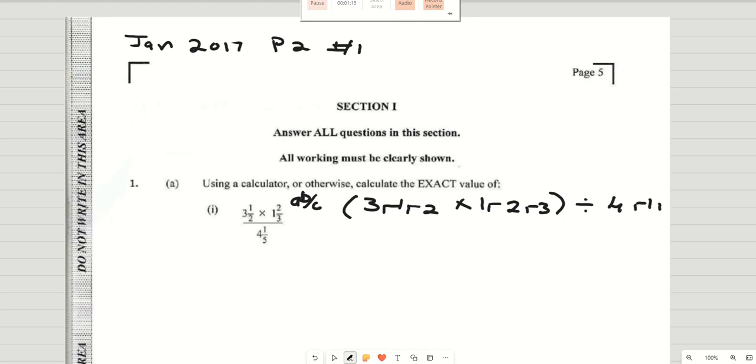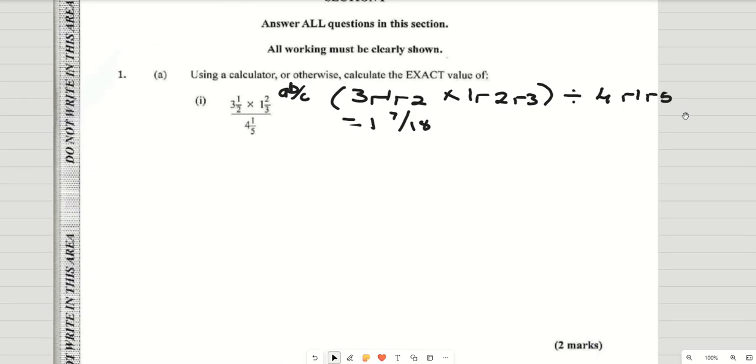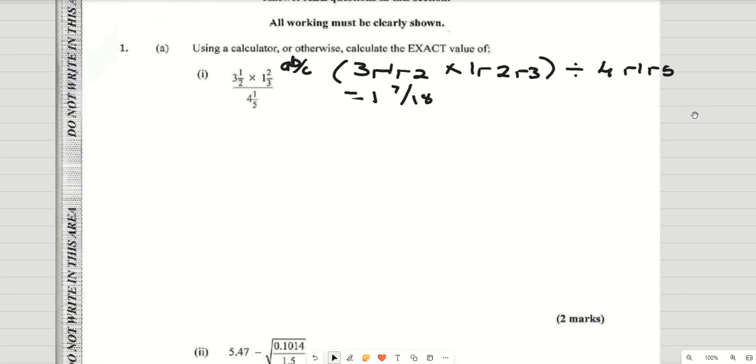4 over 1 over 5. If you put this in your calculator, so open bracket, 3 over 1 over 2 multiply by 1 over 2 over 3, close bracket, divided by 4 over 1 over 5, press equal, you're going to get 1 and 7 over 18. So that's the answer. Now I'm going to show you how we would do it manually, because in the most recent years that I've been doing, we have seen that they just say calculate the exact value of.